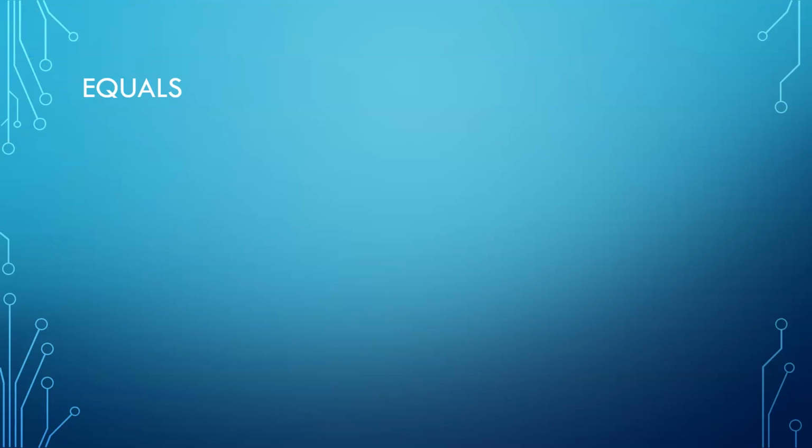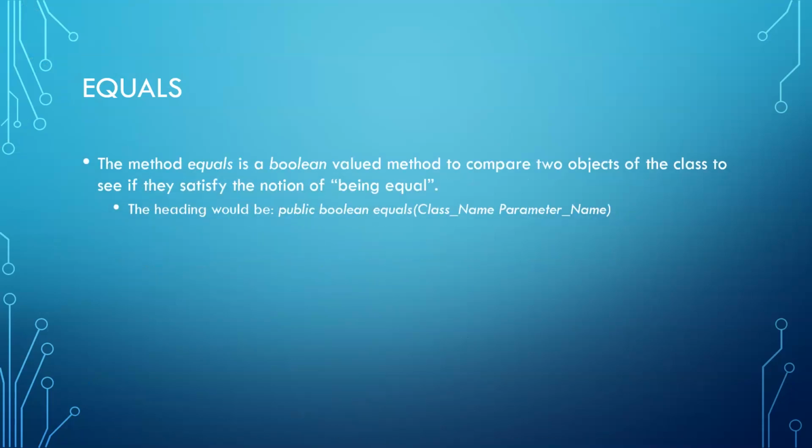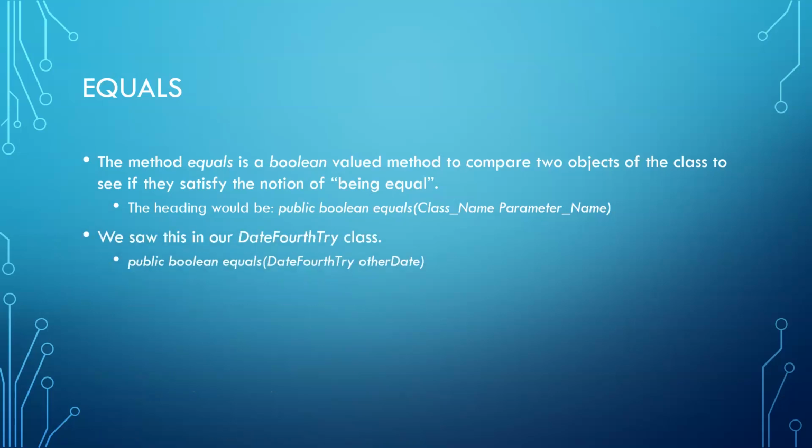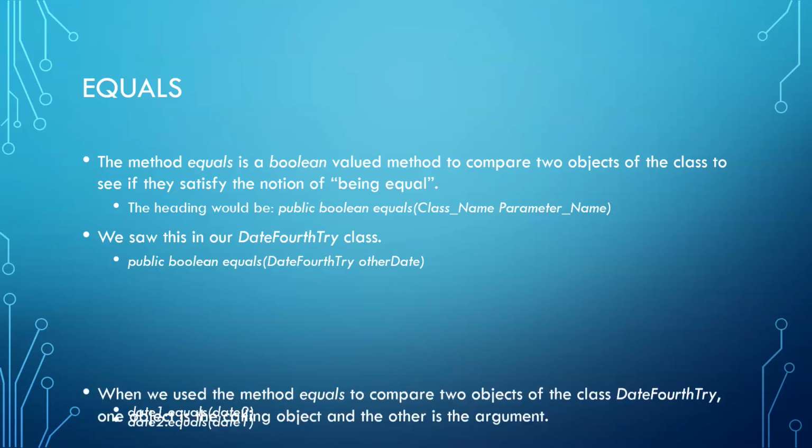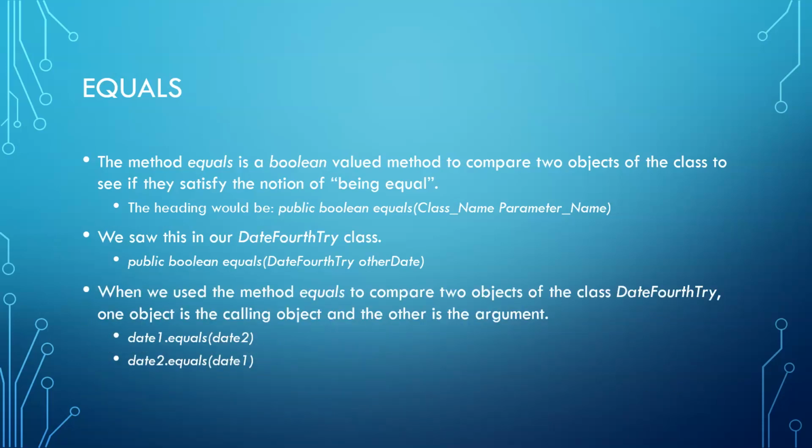So let's start with equals of the two methods. The method equals is a Boolean value method to compare two objects of the class to see if they satisfy the notion of being equal. Well, the heading is just public boolean equals, class name, parameter name. We saw this in Date4Try, public boolean equals(Date4Try otherDate). When we use the method equals to compare two objects of the class Date4Try, one object is the calling object and the other is the argument. date1.equals(date2) or date2.equals(date1).